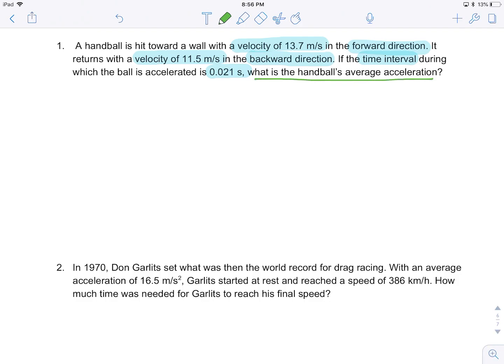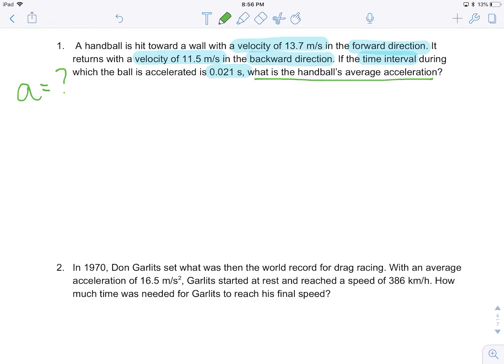I like to identify what I'm actually looking for in these types of problems. Eventually, when you start playing with other equations, there is more than one equation with acceleration in it. It's helpful when you're trying to pick out a correct equation if you know what you're looking for. You can kind of work backwards from there. So I know I'm looking for acceleration, and this problem's a little tricky, so I'm going to draw a picture to maybe understand what's actually happening.